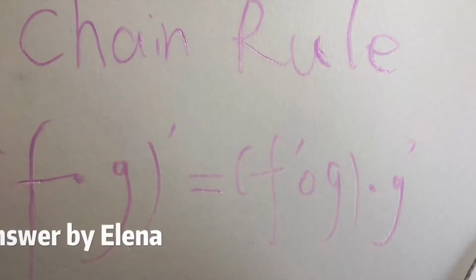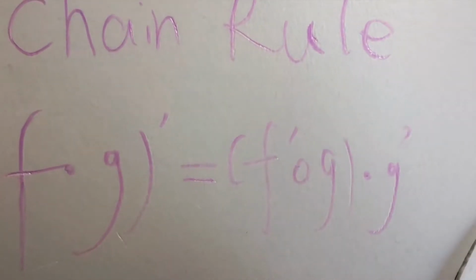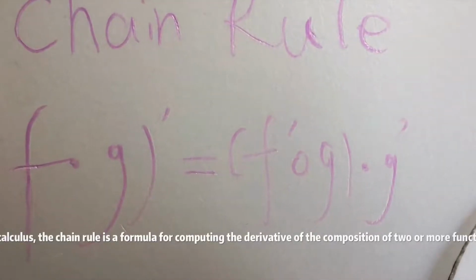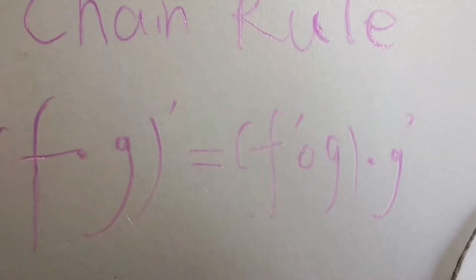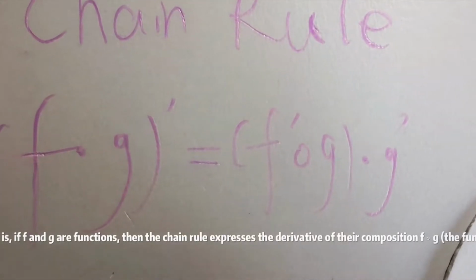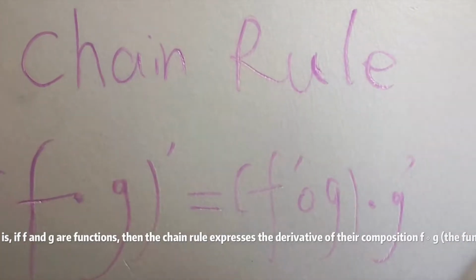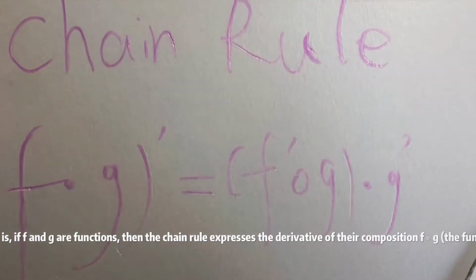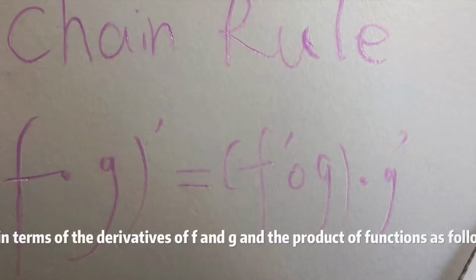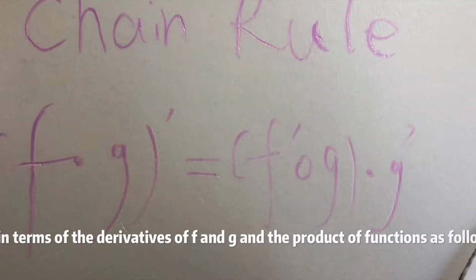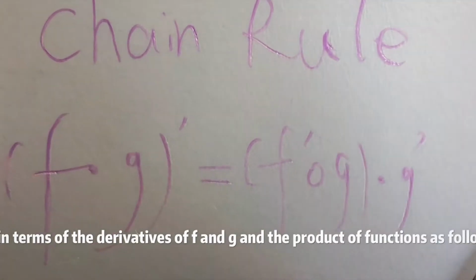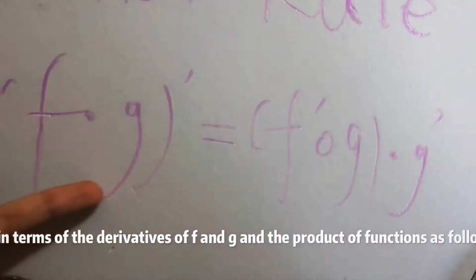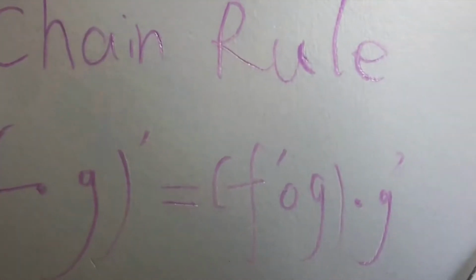In calculus, the chain rule is a formula for computing the derivative of the composition of two or more functions. That is, if f and g are functions, then the chain rule expresses the derivative of their composition f∘g in terms of the derivative of f and g and the product of functions as follows. Thus, this equation is the example.